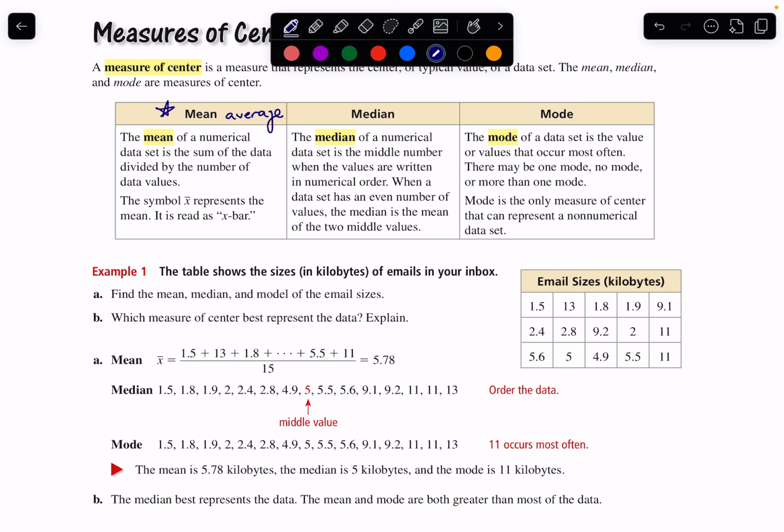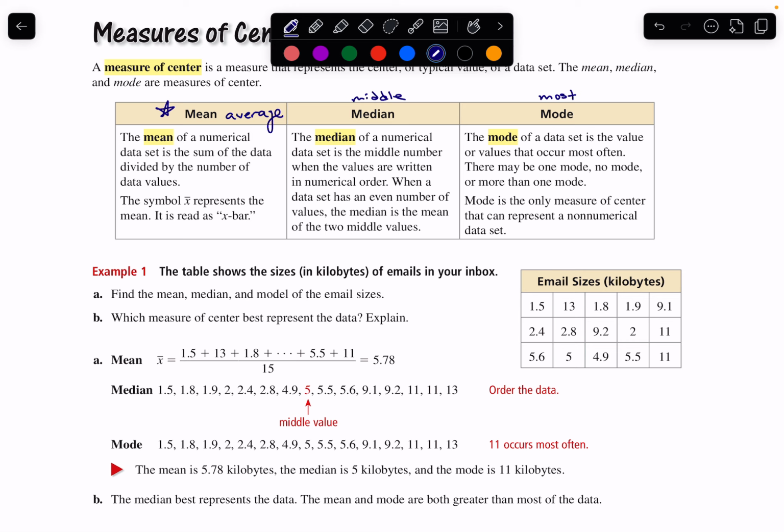The median is the number in the middle. So you put them in order and you find the number in the middle. And that's another measure of the center because it's the middle number, right? The third one is the mode, and that's the number that shows up the most. So you just look at all the different numbers and see which one shows up the most.